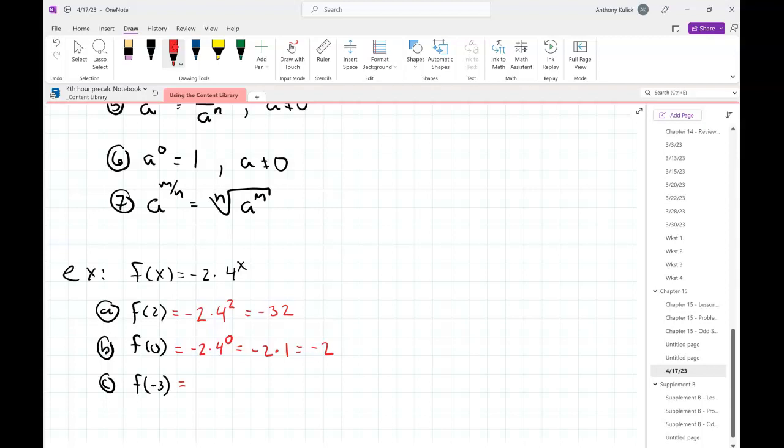How about f of negative 3? How do I do 4 to the negative 3rd? It's not negative 64. It's not 64. It's 1 over 4 to the 3rd. Now, 4 to the 3rd is 64. So you were quite close there, Lucas. So the negative sign makes a reciprocal, and then we drop the negative. And what's negative 2 times 1 over 64? 1 over 32. Negative 1 over 32. I wrote the negative.